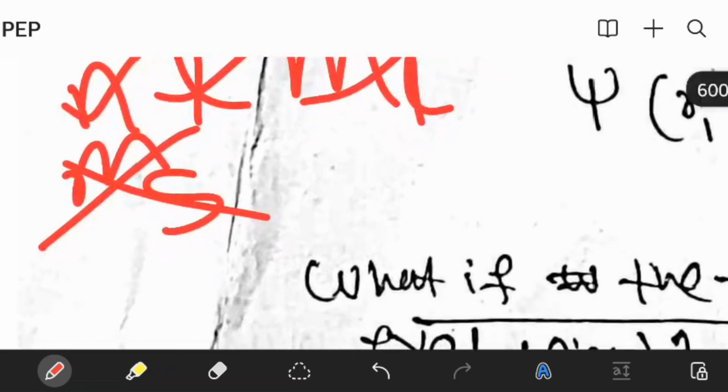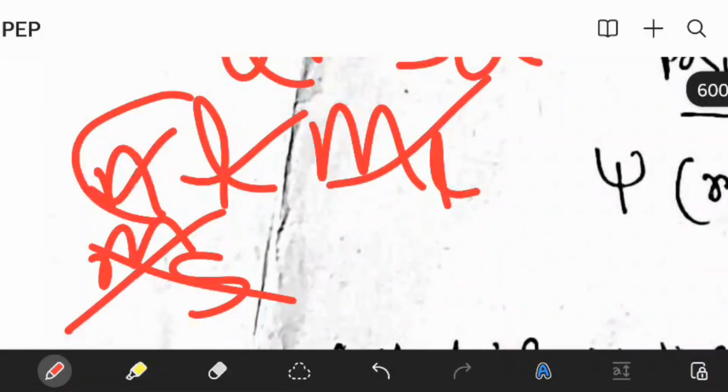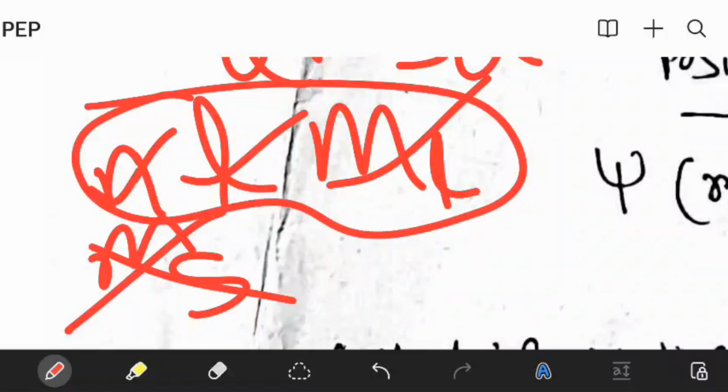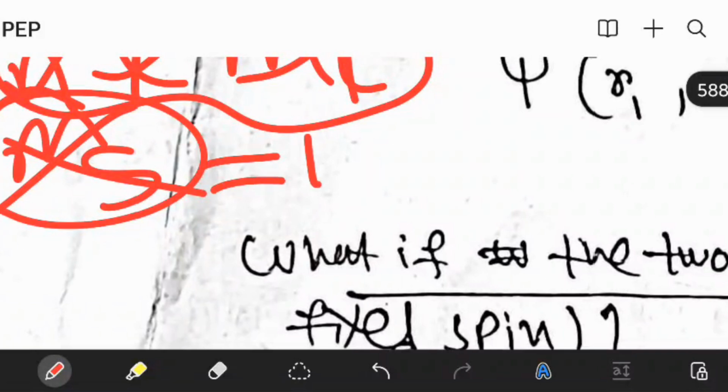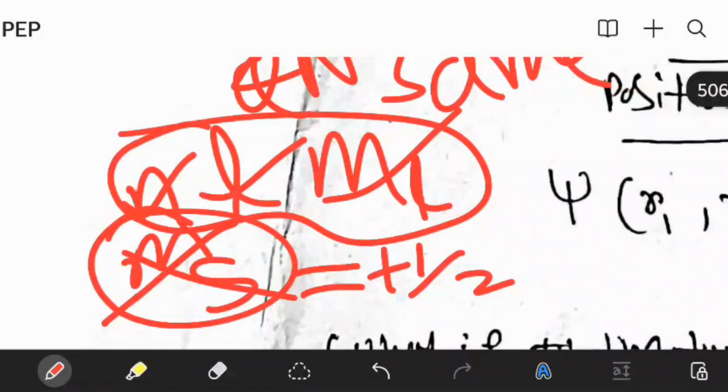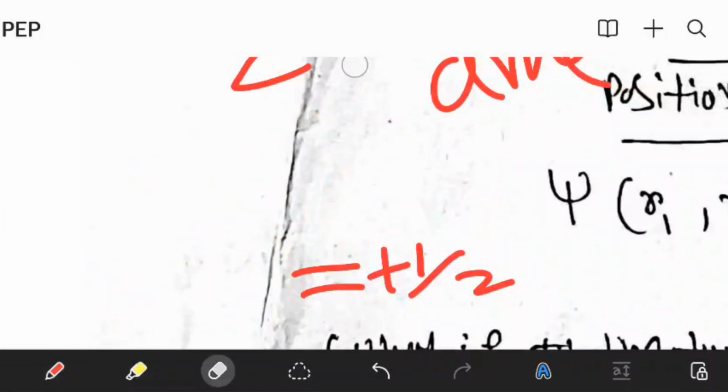And why is it so? If these three are the same and the spin quantum number is also the same, say plus half, then they will occupy the same space in that particular system.